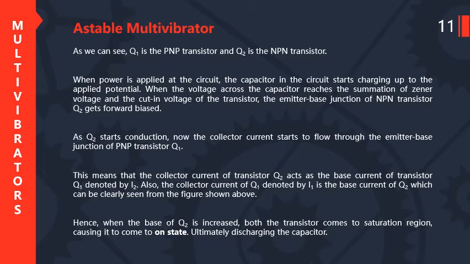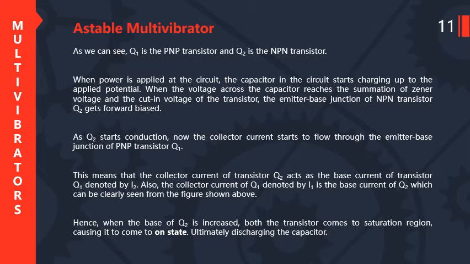As Q2 starts conduction, the collector current now starts to flow through the emitter base junction of PNP transistor Q1. This means that the collector current of the transistor Q2 acts as the base current of the transistor Q1, denoted by I2. Also, the collector current of Q1 denoted by I1 is less than the current of Q2, which can be clearly seen from the figure shown above. तो ये जो भी हम स्टडी कर रहे हैं पढ़ रहे हैं वो सारा फिगर के थ्रू हम स्टडी कर रहे हैं. वो डायग्राम आप पहले अच्छे से कॉपी में बना लें, उसके बाद ये देखें तो अच्छे से आप रिलेट कर पाएंगे दोनों चीज़ों को, थ्योरी प्लस डायग्राम को.